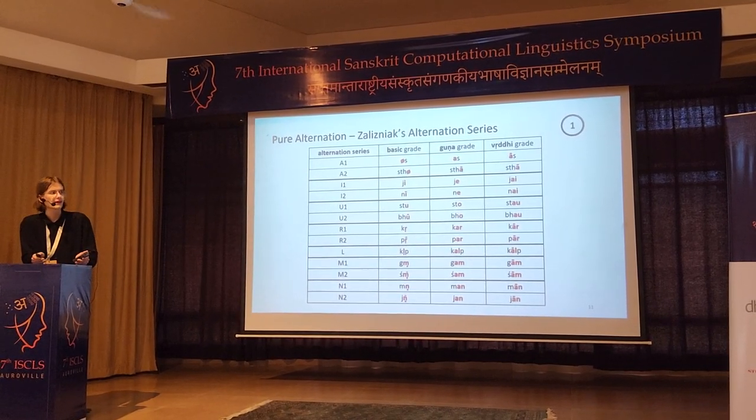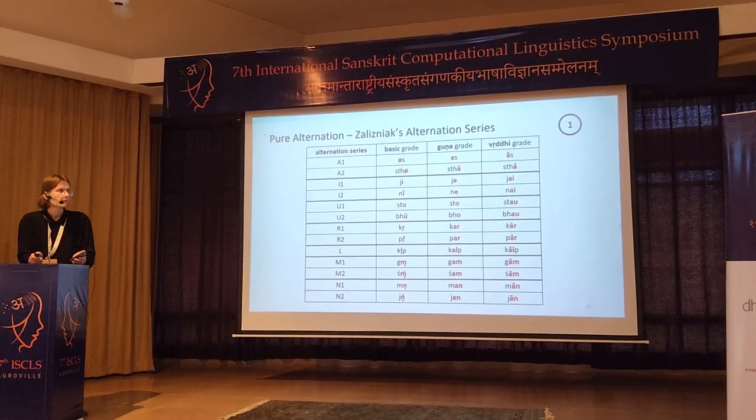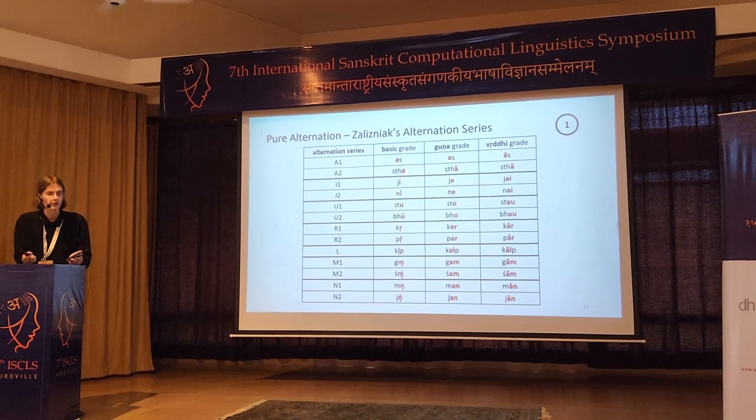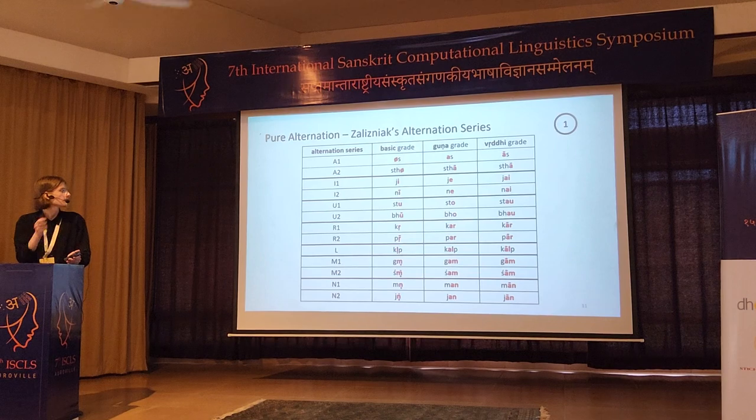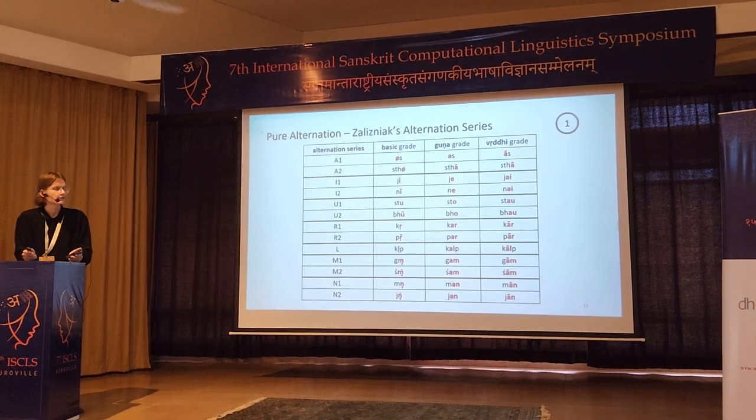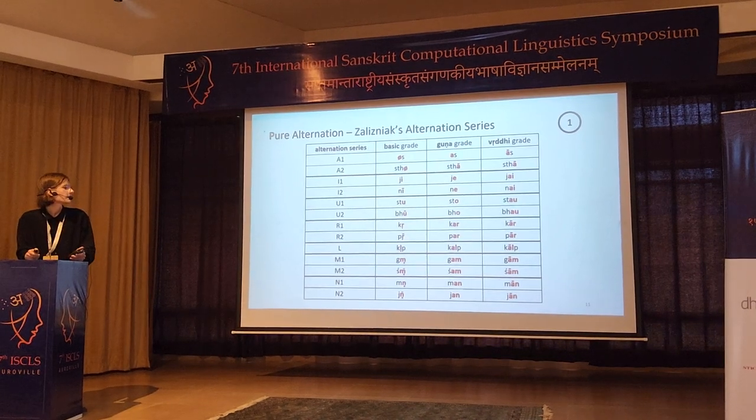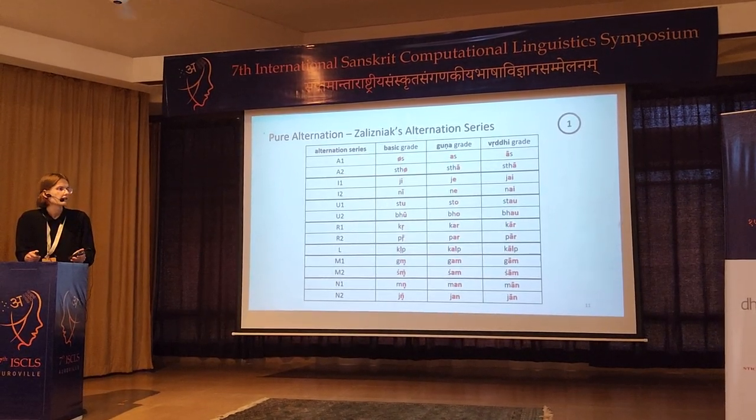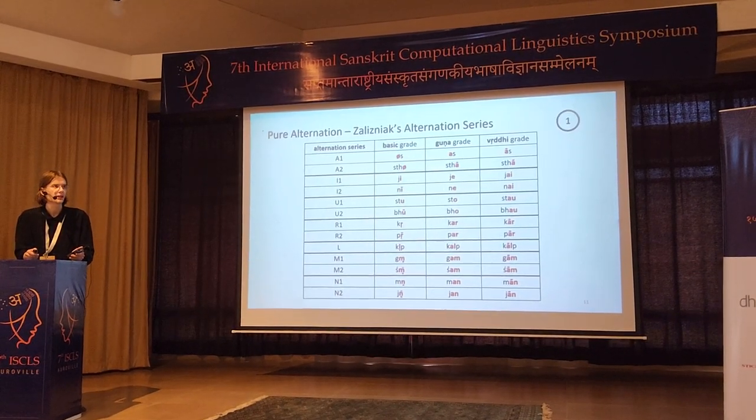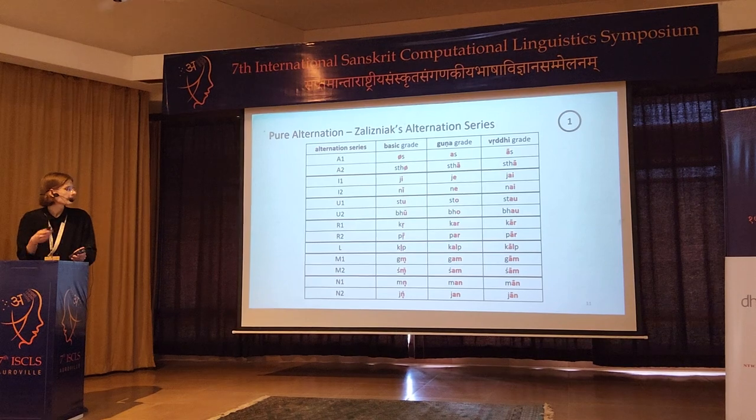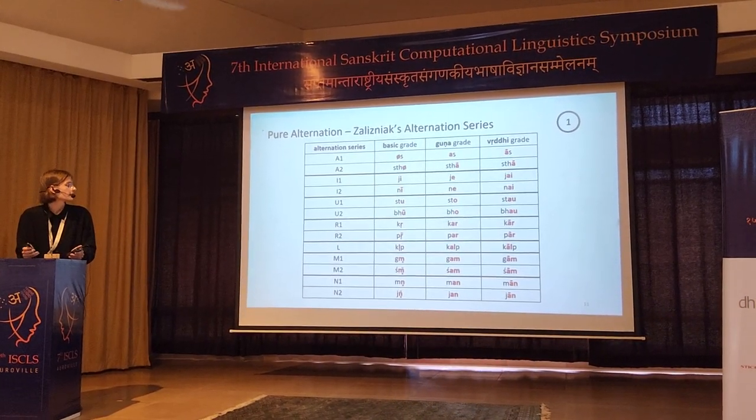We use them in cases where the basic grade has no clear form. For example, the basic grade of root G of series E1 is G, so it's very clear, but the basic grade of gum, for example, is sometimes ga, sometimes gum, and sometimes gun. So it doesn't have a clear form, and we use a reconstructed phoneme.